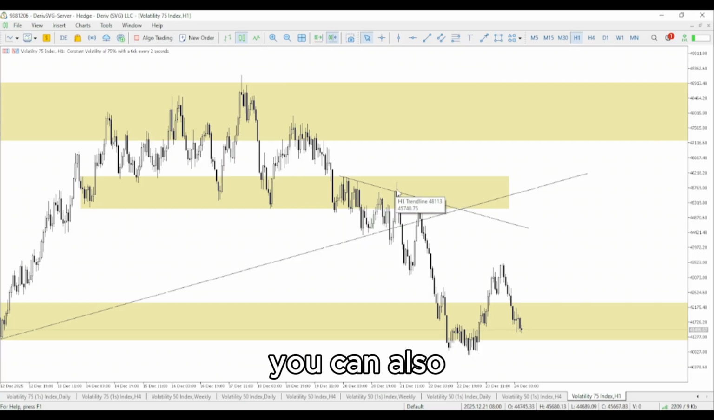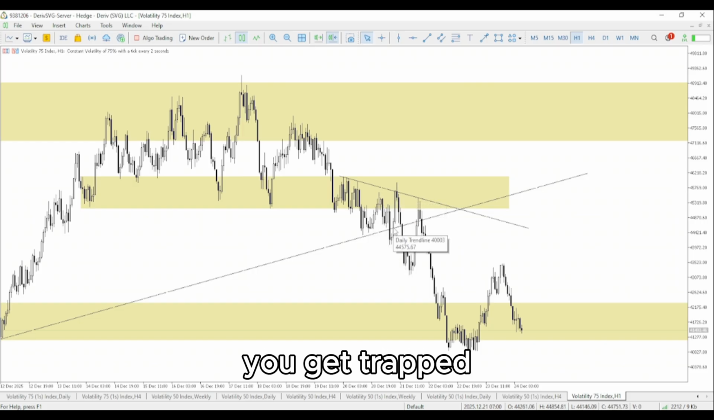You can also take a sell from here because this aligns with this resistance level. You don't sell here because if you sell here, you get trapped because here is a support level. You understand? So you sell from the resistance side. You see, you get your sell here.